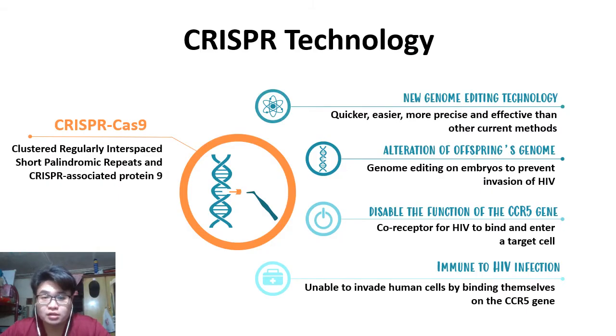The latest genome editing technology is called CRISPR-Cas9. It is short form for cluster regularly interspaced short palindromic repeats and CRISPR associated protein 9. This technology is quicker, easier, more precise and effective than other current methods. It allows the alterations of offspring's genome to prevent the invasion of HIV. This technology can be used to disable the functions of CCR5 gene. The CCR5 gene acts as a receptor for HIV to bind with and enter the target cell. Disabling the functions of CCR5 gene makes the HIV unable to invade human cells, which means the human found the prevention methods for the invasion of HIV.